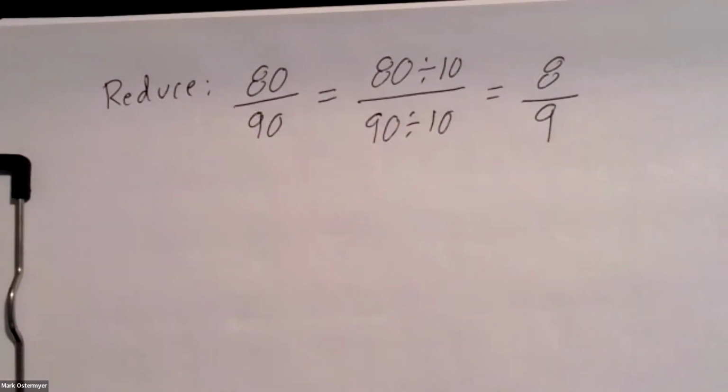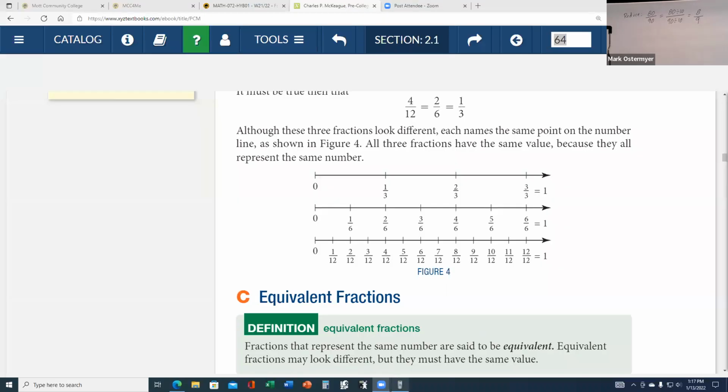Now, ladies and gentlemen, I said we're going to be integrating our calculator into the scheme of things in this class. So I'm going to go grab the calculator and show us how we can reduce 80/90 a little bit quicker on the machine. So I'm going to bring up the calculator.